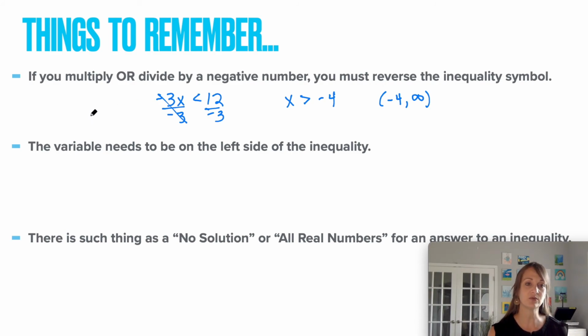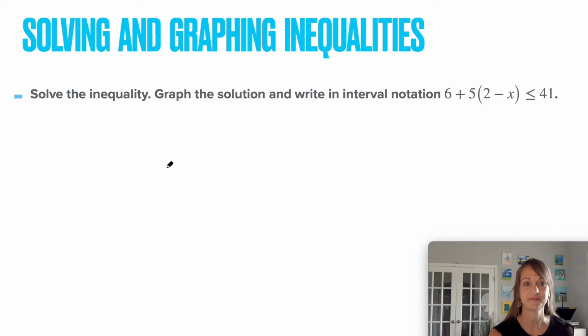Now, the second thing you need to remember is the variable needs to be on the left-hand side of the inequality. That helps us to know in which direction we need to go, to infinity or negative infinity. And last, there is such a thing as no solution or all real numbers as an answer to an inequality that we will discuss later. So let's actually solve this inequality, and we're going to write the solution in interval notation.